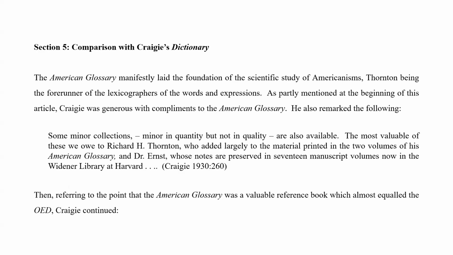Section 5. Comparison with Craigie's Dictionary. The American Glossary manifestly laid the foundation of the scientific study of Americanism, Thornton being the forerunner of the lexicographers of the words and expressions. As partly mentioned at the beginning of this article, Craigie was generous with compliments to the American Glossary. He also remarked the following, as you see.